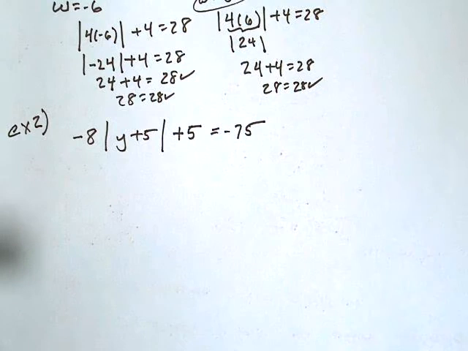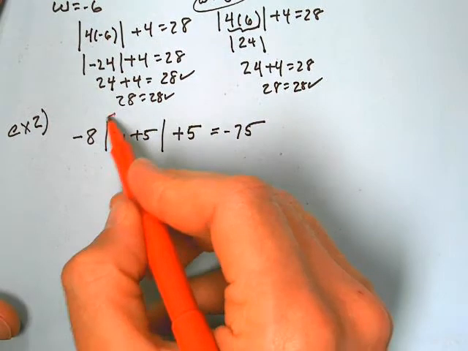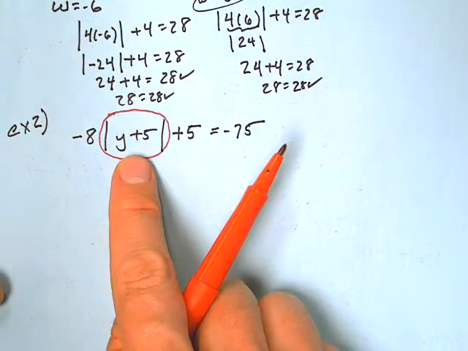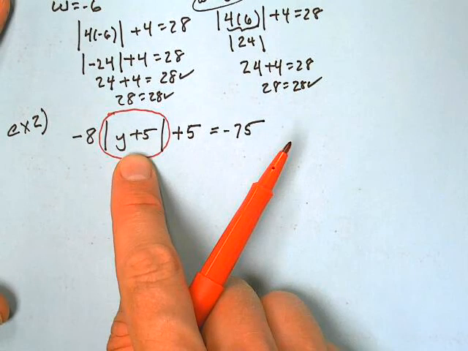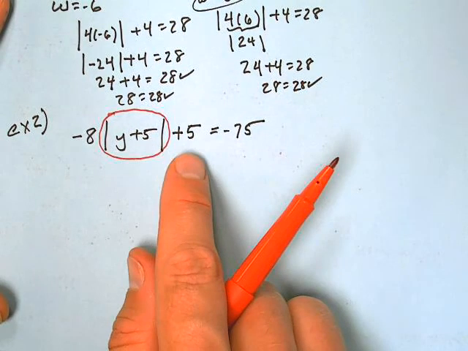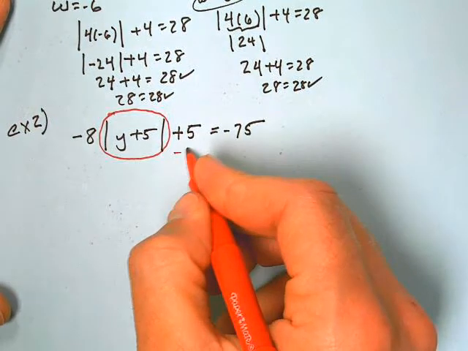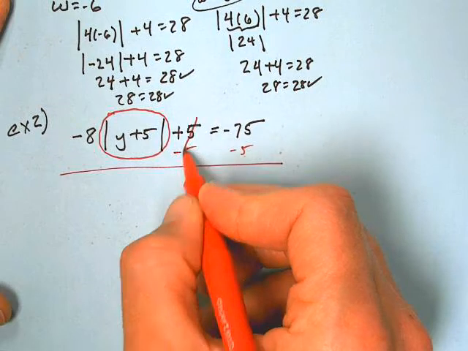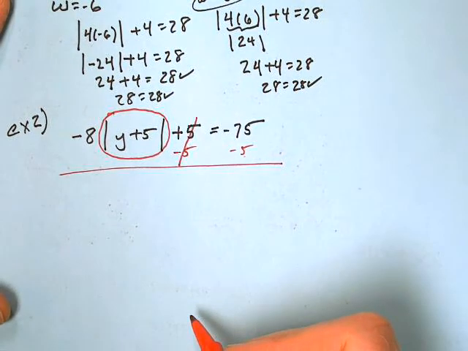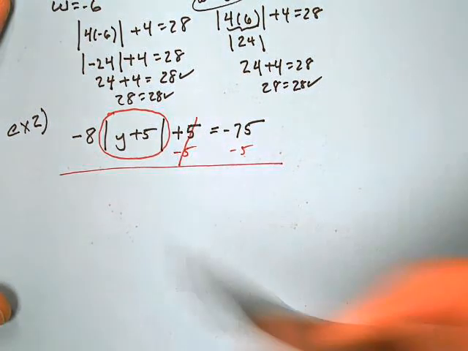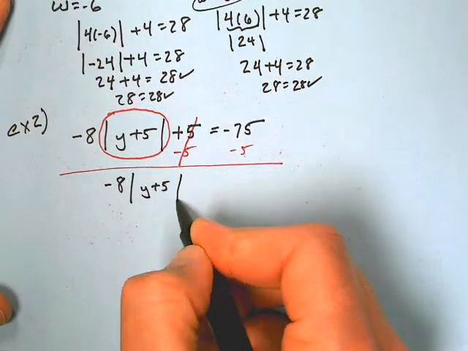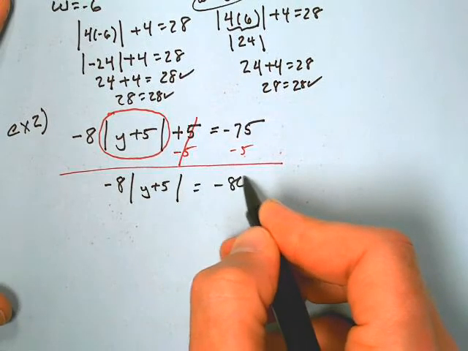Now, remember, your first step is to isolate the absolute value. I'm going to circle that. I want to get that red circle alone. So you've got to work outside in. Get rid of that plus 5 by first subtracting 5. That way, I get rid of the positive 5 on this side of the equation, and I'm left with negative 8 times the absolute value of y plus 5 equal to negative 80.